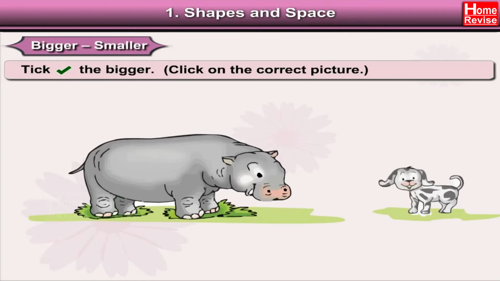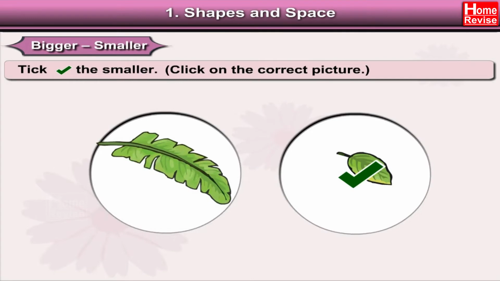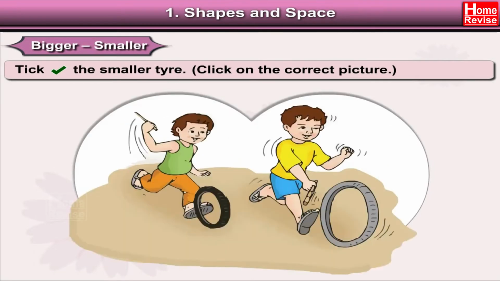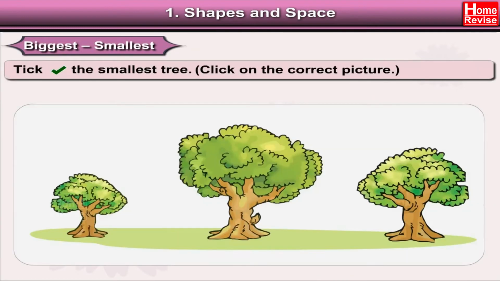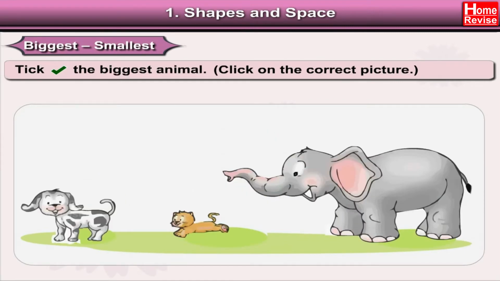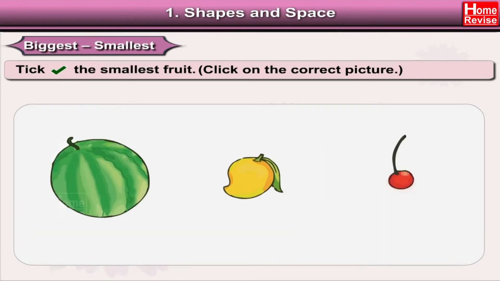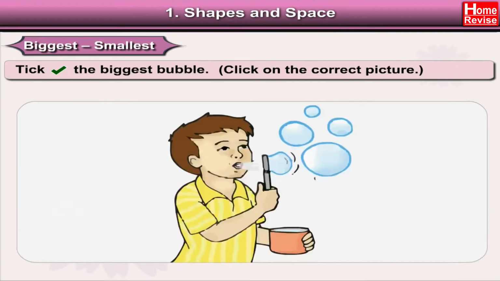Activity. Bigger, smaller. Take the bigger. Take the smaller. Take the smaller type. Biggest, smallest. Take the smallest tree. Take the biggest animal. Take the smallest fruit. Take the biggest bubble.